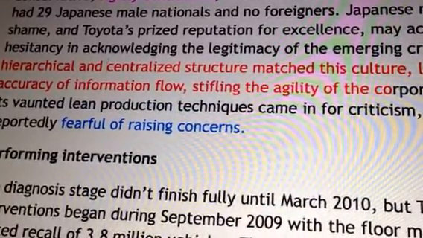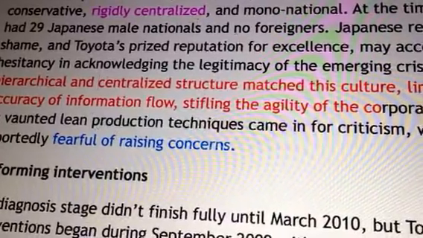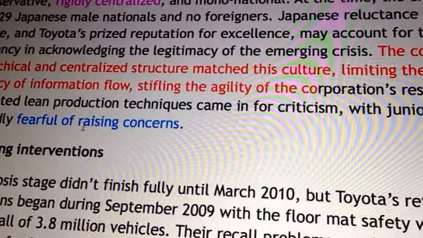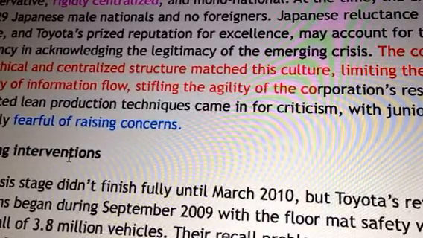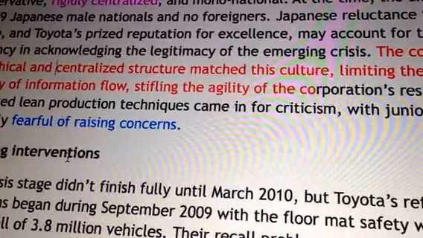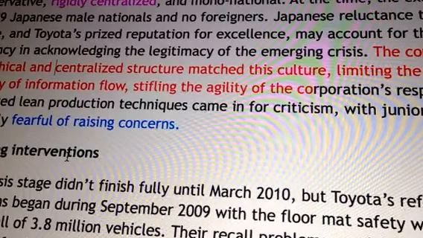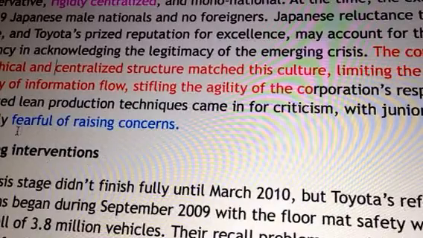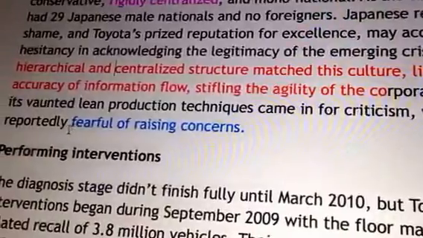So the company, you found it here, the company's hierarchical and centralized structure matched this culture, limiting the speed and accuracy of information flow. Why do we need information? To spot the problem before it starts. And it stifled the agility of the corporation's response until the end.